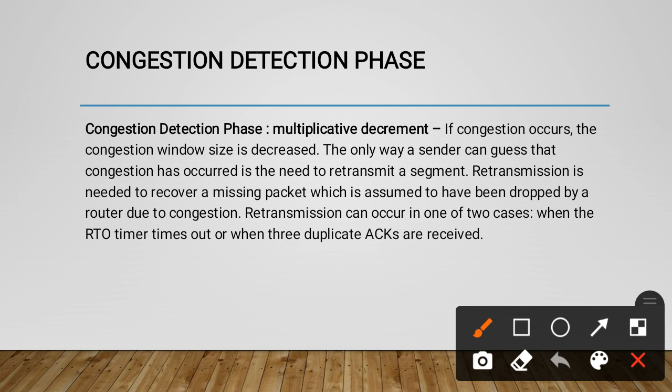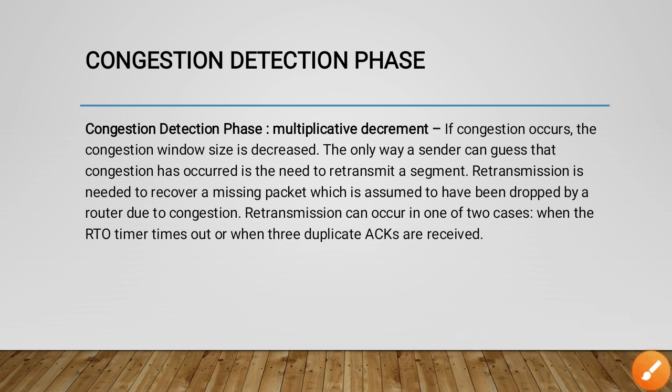Retransmission can occur in one of two cases: when the RTO times out, or when three acknowledgements are received. Congestion avoidance occurs in three phases. Retransmission from the sender to the receiver will occur when the timeout happens, or when three acknowledgements are received at the receiver, so that it stops. This is the congestion detection phase.